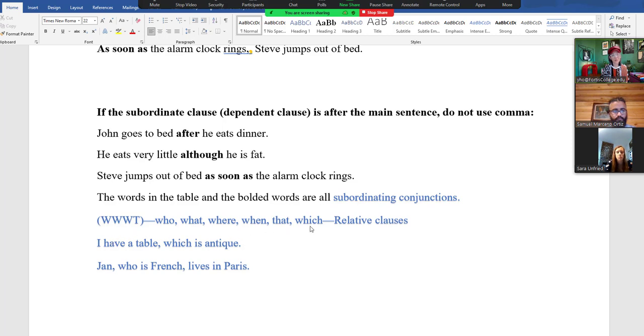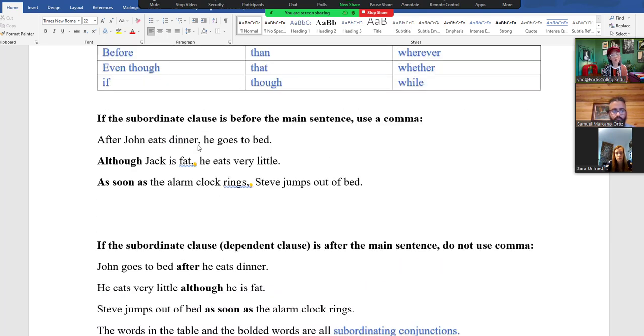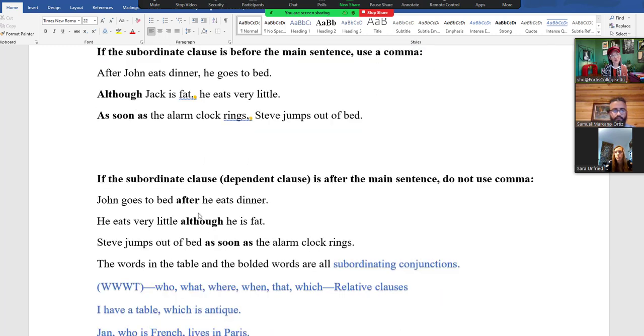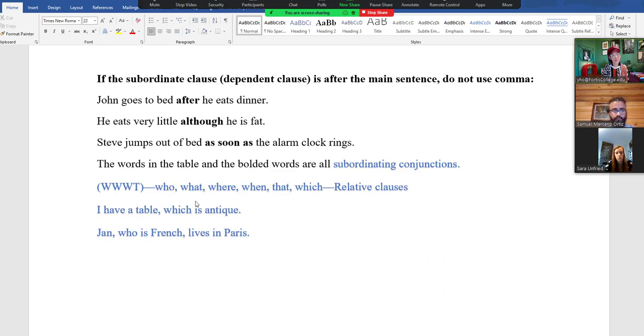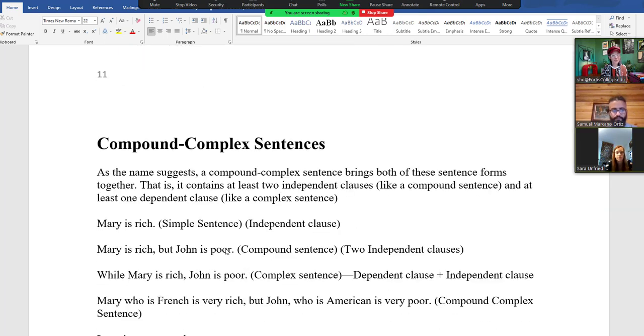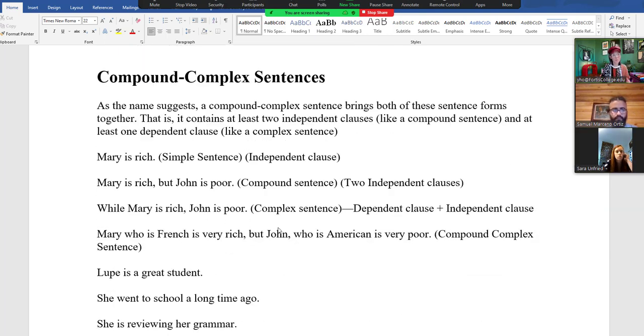So here the comma rule changes. Okay, that's why I wrote WWWT. So that's the exception to the rule of one comma at the beginning and then no comma at the end. And then here with these relative clauses, you have two at the beginning and one at the end. When I said it that fast, did you understand? This should all be from week 7. Yeah. So anyway, what's new here is we're going to combine compound and complex sentences together.